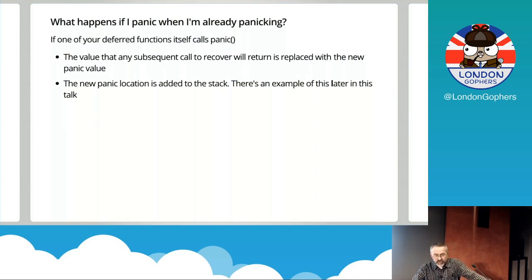It's actually probably a bit more likely than you might think, because if you're panicking, your program's in an unexpected state. You thought the program was in a certain state and it wasn't, so it's a bit more likely to happen again.